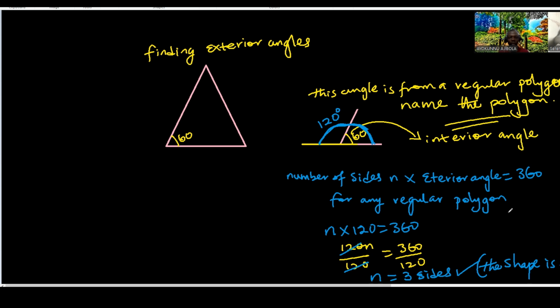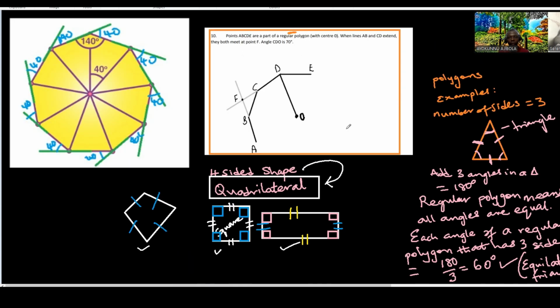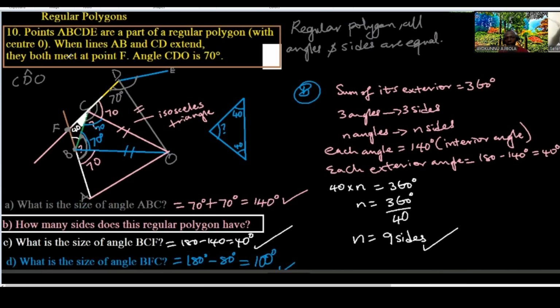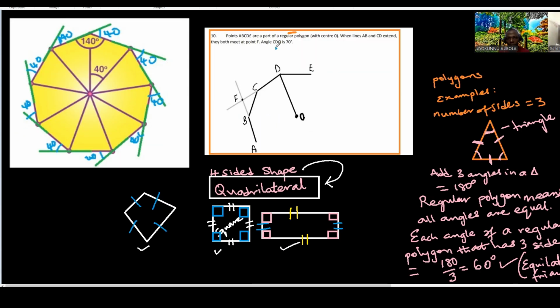Now, that one is easy because we already have the interior angle. Let us now go back to the shape we were given. Here, we don't even have any interior angle, but we have information that can lead us to the interior angle. Is that clear? Now, let's go back. We solved this yesterday, right? From the center, we've been given a particular angle that CDO is 70 degrees.